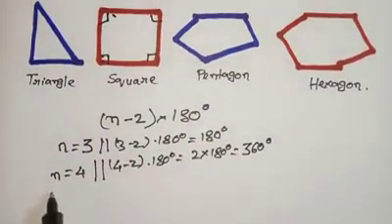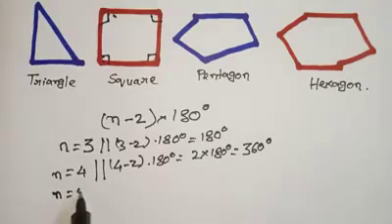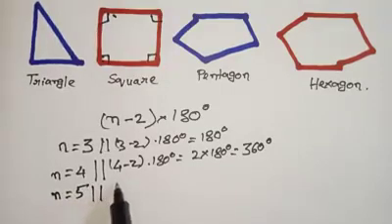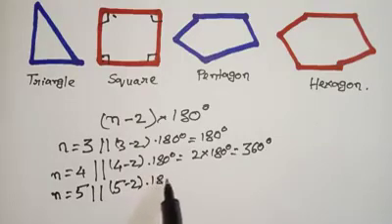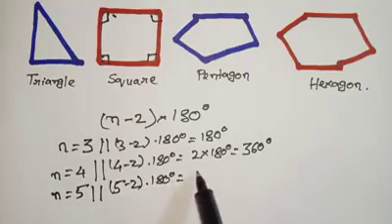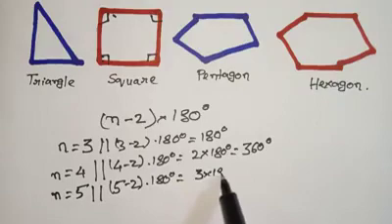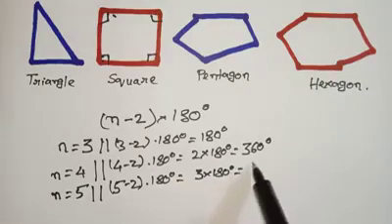Let us find it out for the pentagon. Now we know pentagon means the number of sides is 5. So we can put it as 5 minus 2 multiplied by 180 degrees. It would be 3 multiplied by 180 degrees. It would be 540 degrees.